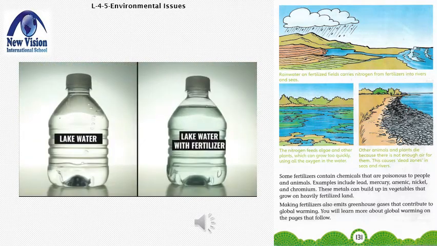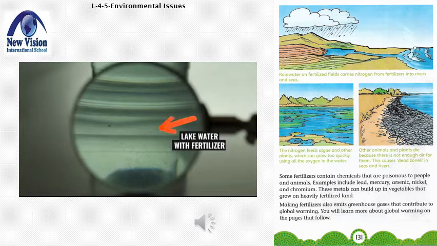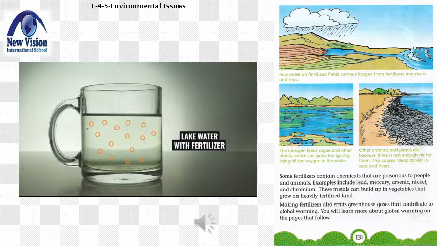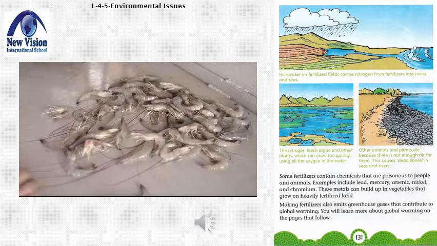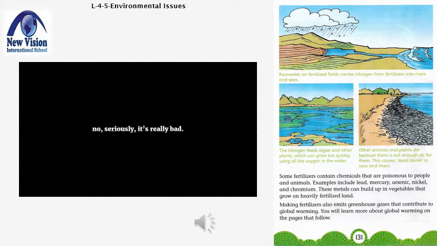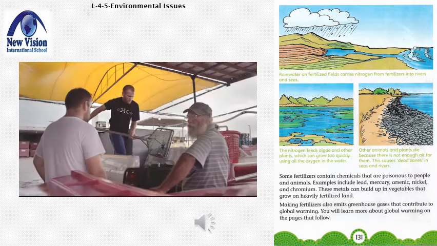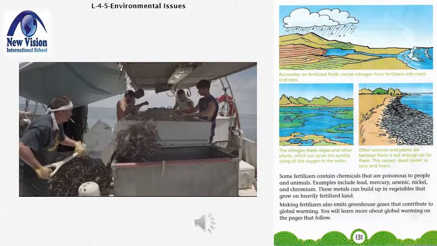Look at what happens when you add fertilizer to ocean or lake water. You can see the algae loves the fertilizer. It all blooms at once, then dies, then decomposes. And in that process, it sucks all the oxygen out of the water. That is bad news for those dear, sweet baby shrimp. No, seriously, it's really bad. For them and for the people who depend on them for a living.